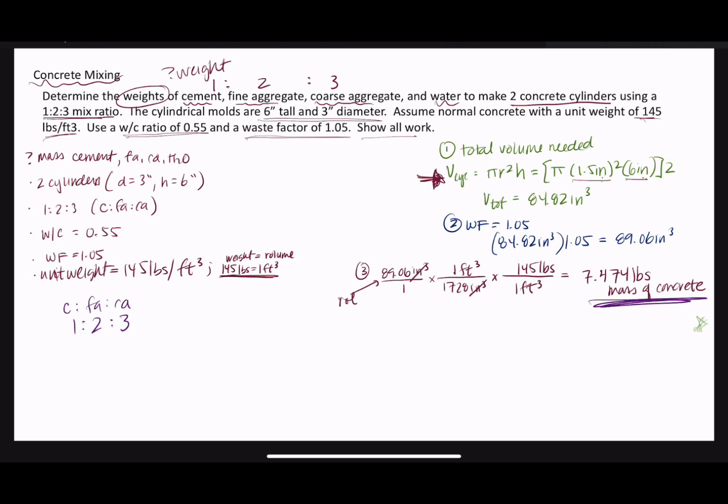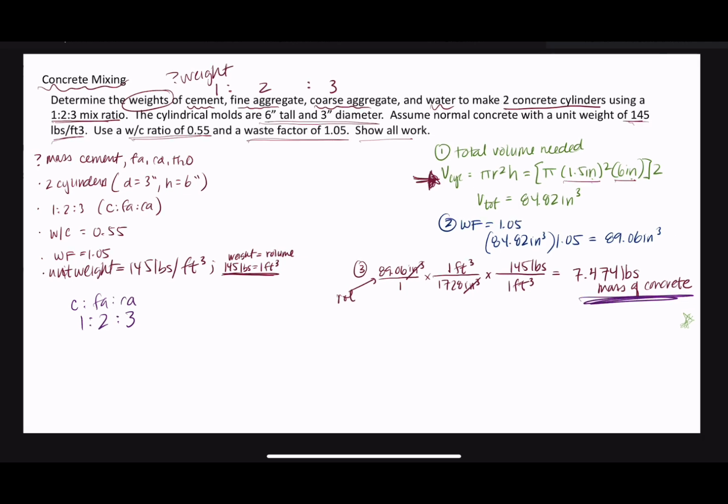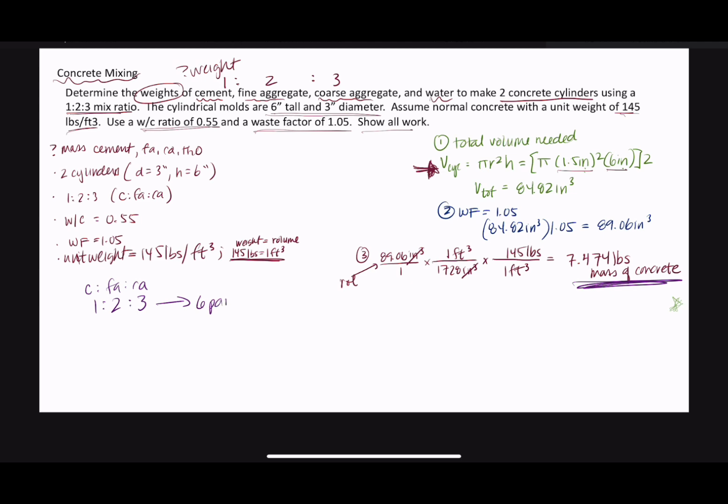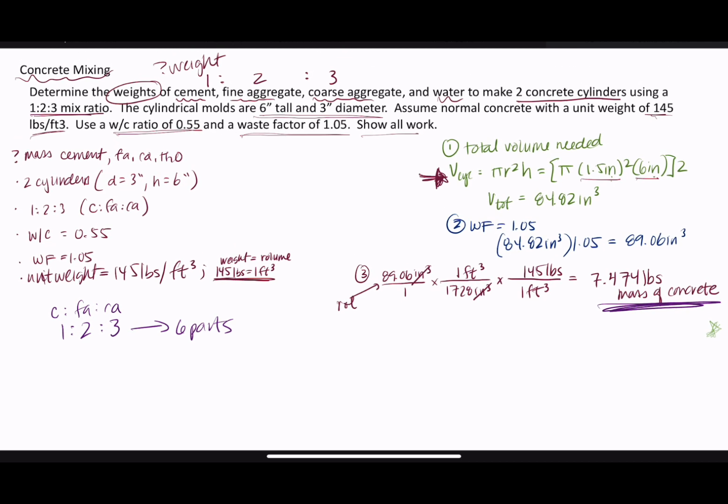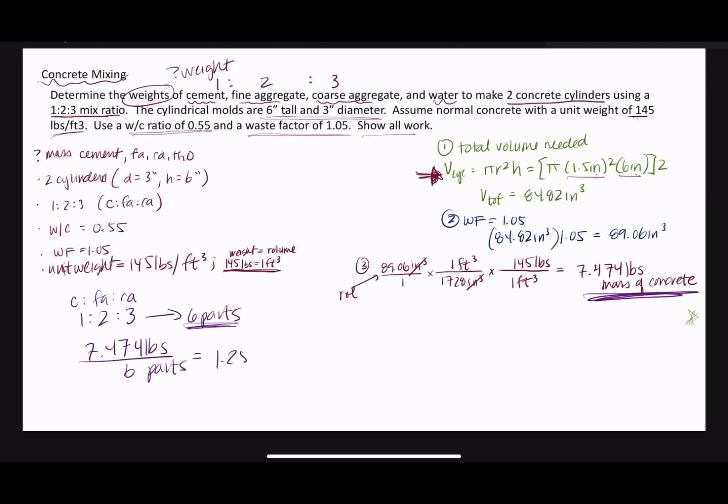So those are our ratios. What that means is that there are a total of 6 parts. Does that make sense? In that we have 1 part cement, 2 parts fine aggregate, 3 parts coarse aggregate, which means there are a total of 6 parts. Which means that I can take my 7.474 pounds and divide that by 6 parts. And that's going to give me basically what? The pounds per part. So 1.25 is my number of pounds per part.